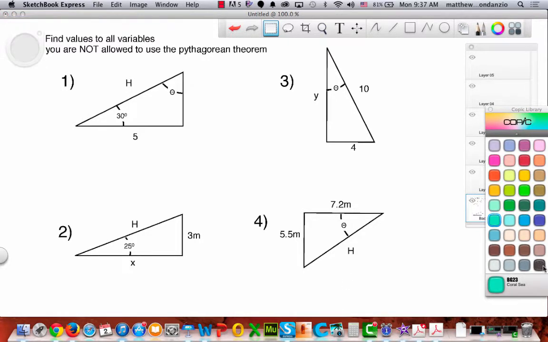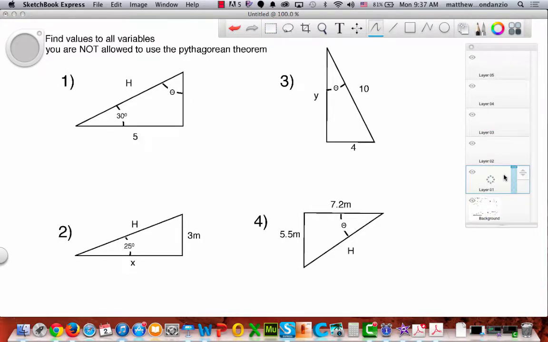All right. So what we're gonna do is we're gonna start with each page, okay? And I'm gonna bring in each of these pages, and we're gonna just go one at a time. All right. Let's start with number 1. So the issue is find the values to all the variables. You are not, and I underline not, allowed to use a Pythagorean theorem.